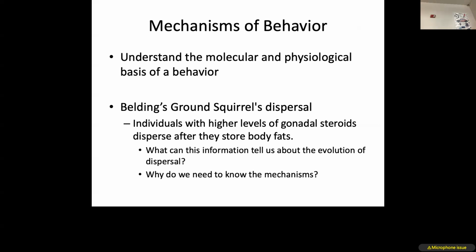So, what can the information tell us about the evolution of dispersal, and why do we need to know these mechanisms? These will be key points we try to address during the rest of the semester. It's not just the mechanisms, but it's the mechanisms in context to other considerations.